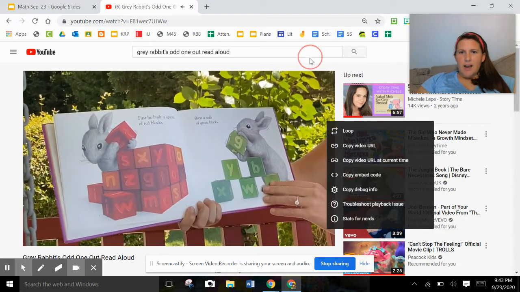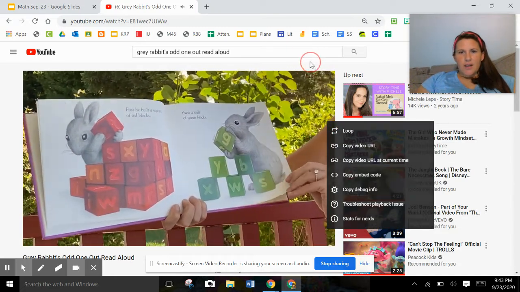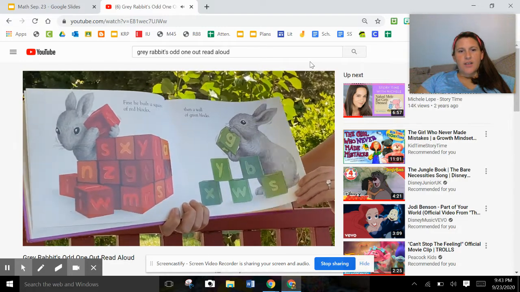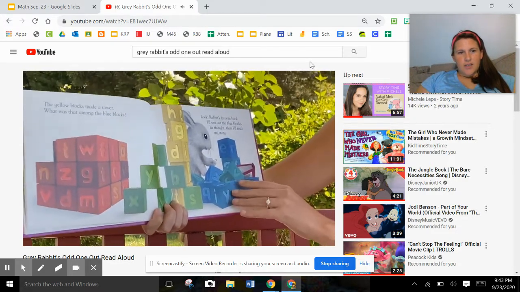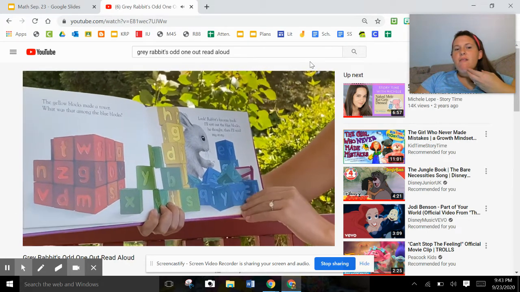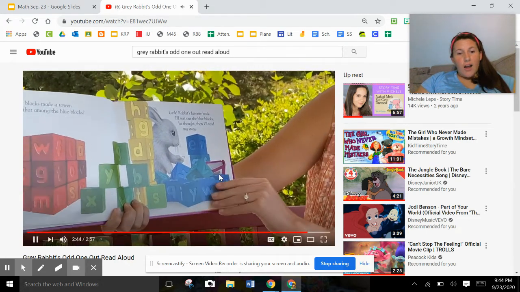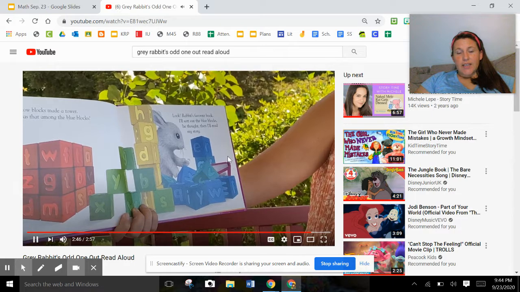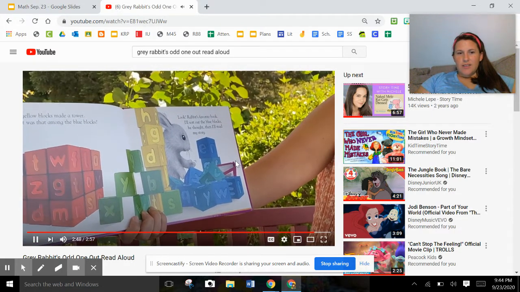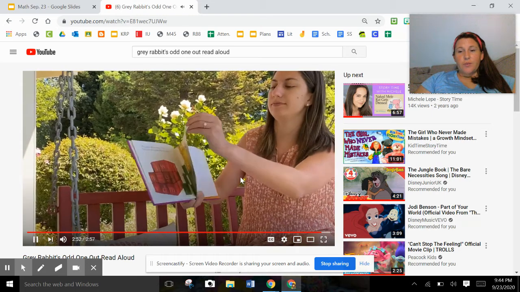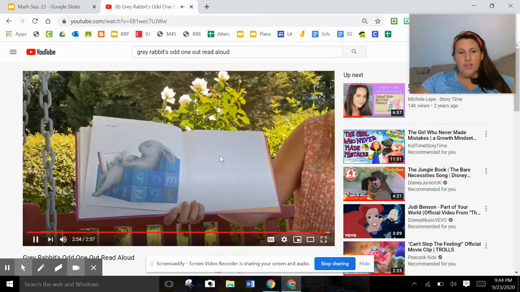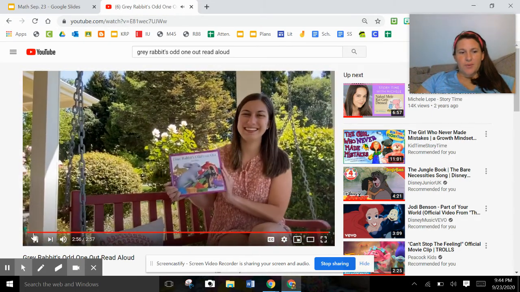First, he built a square of red blocks. Then a wall of green blocks. The yellow blocks made a tower. What was that among the blue blocks? Look, Rabbit's favorite book. He found it. I'll sort out the blue blocks, he thought. Then I'll read my story. So the book ended up being the odd one out on that page. At last, he made a chair with the blocks.